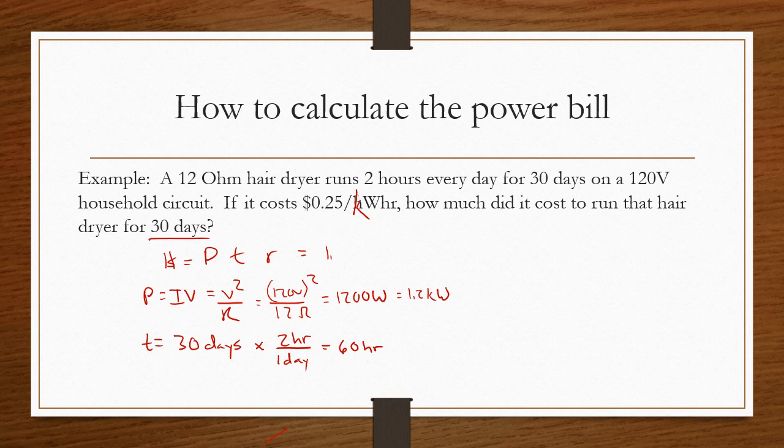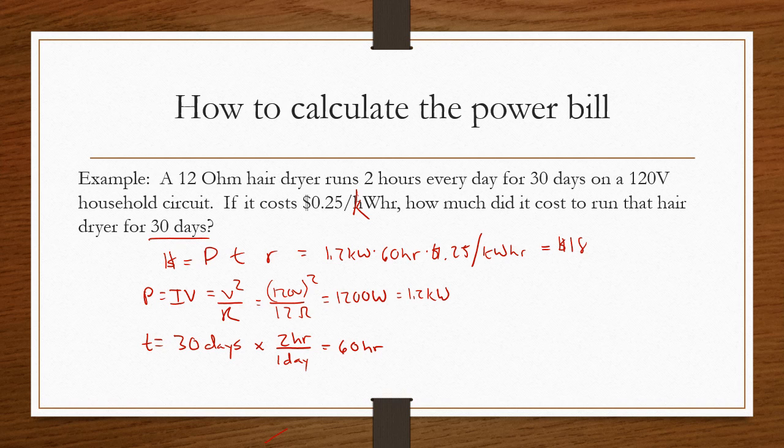So we do 1.2 kilowatts times 60 hours times 25 cents per kilowatt hour. So 1.2 times 60 times 0.25 means it's going to cost, for 30 days, if we run this hairdryer that much, $18 just for that hairdryer. That's with the resistance of that hairdryer. So it's a pretty easy way to calculate how much it costs to run everything.